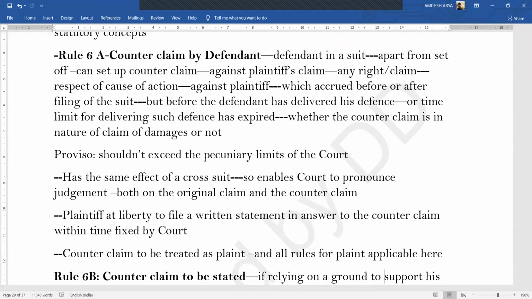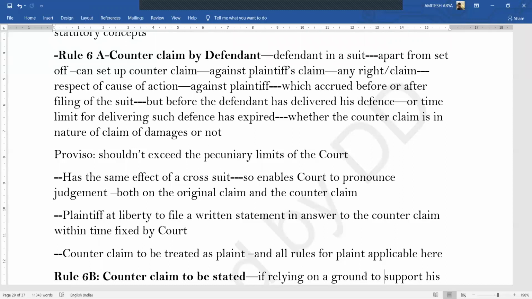If I have claimed a set off, it is not necessary that it will bar my right to claim a counterclaim. I can again set up a counterclaim against the plaintiff's claim on any right or claim in respect of any cause of action against the plaintiff which has accrued before or after filing of the suit. However, I have to do this before the defendant has delivered his defense or the time limit for delivering such a defense has expired, whether the counterclaim is in the nature of damages or not. So here again, set off will not preclude me from setting up a counterclaim, and a counterclaim is again against the plaintiff's claim only.